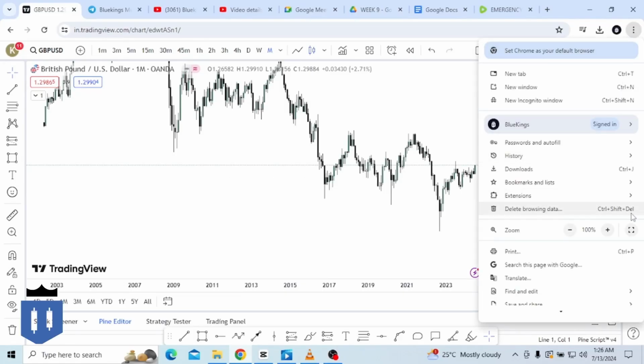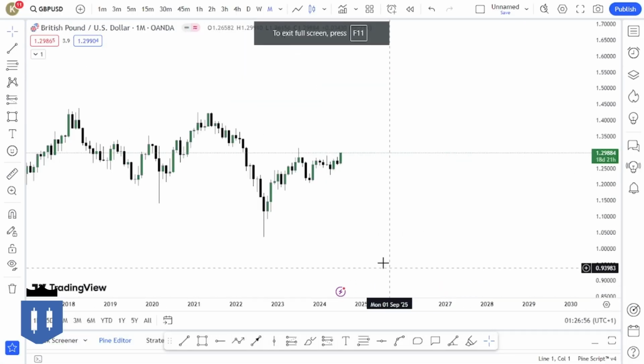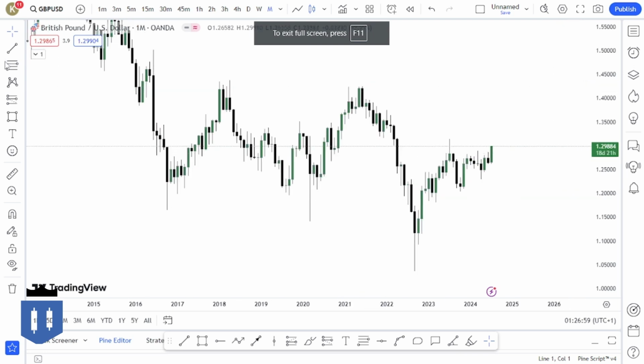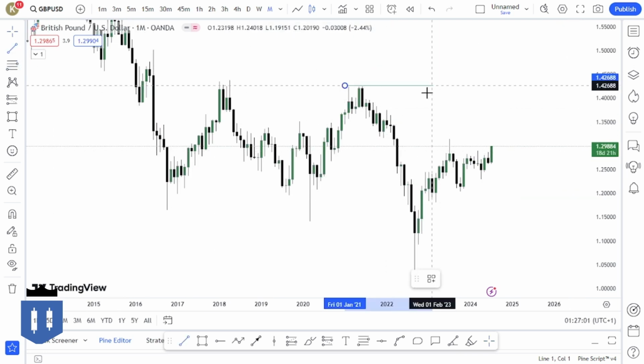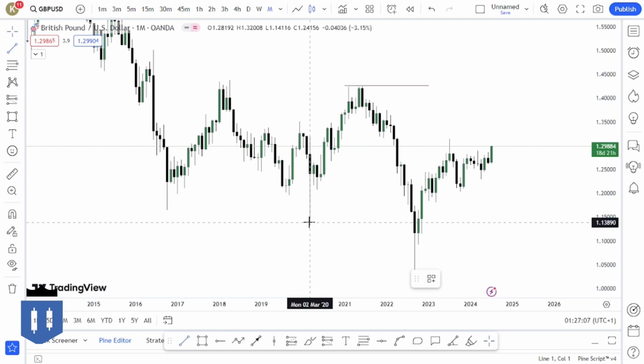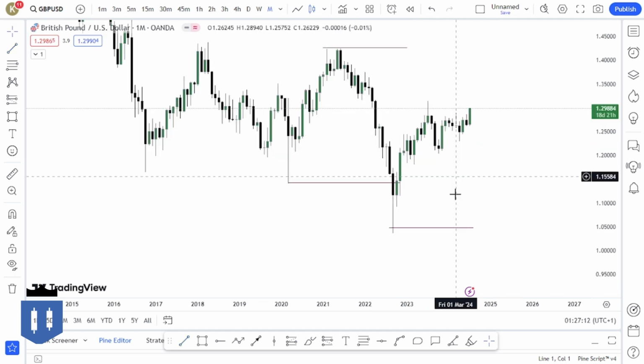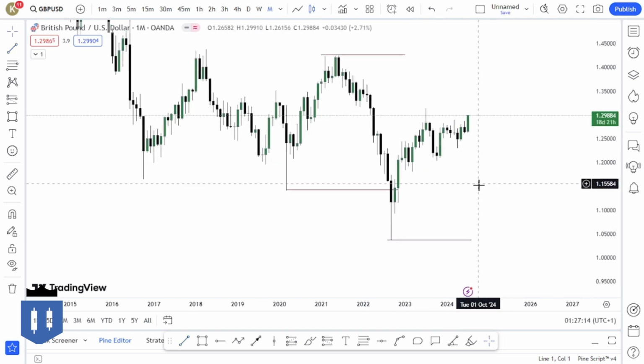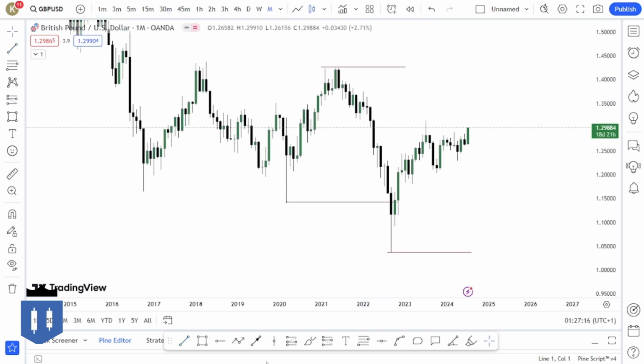So the same formula goes for GBPUSD too. We are on the monthly chart, so we have to mark obvious highs and lows. It's very obvious to see. So we have highs here, make it that color, and then we have lows here. So we have been able to mark obvious highs and lows on the monthly.